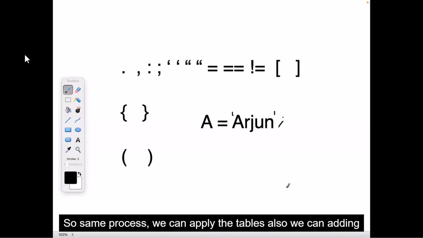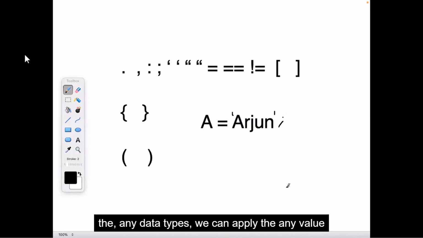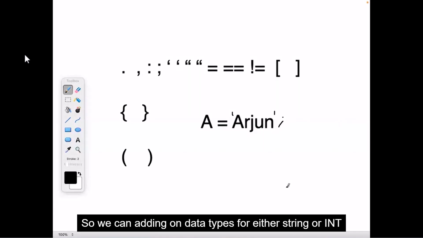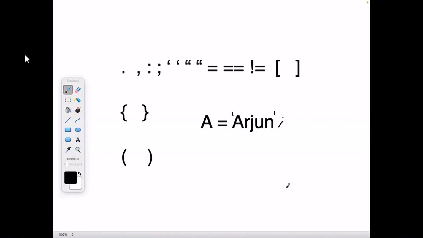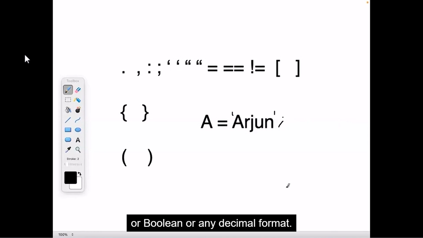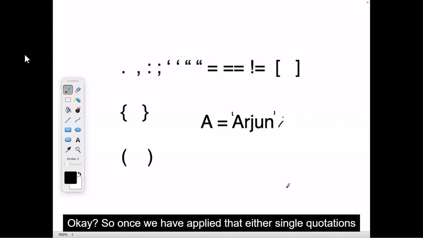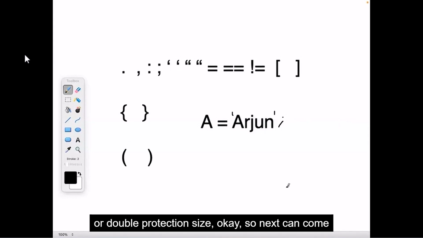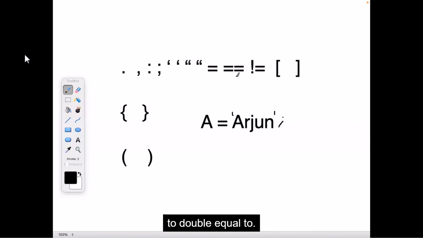Right. So the same process we can apply to tables also. We can add any data type. We can apply any value or any variable. So we can add data types, either string or integer or boolean or any decimal format. Okay, so once we have applied that, either with single quotations or double quotations. Okay, so next we come to double equal to.